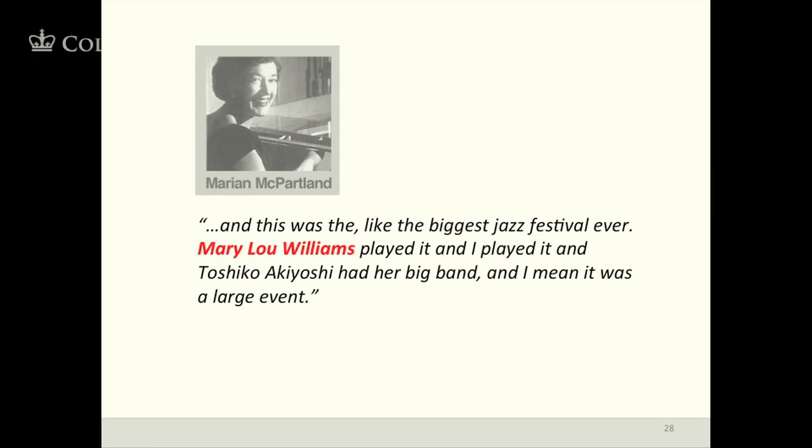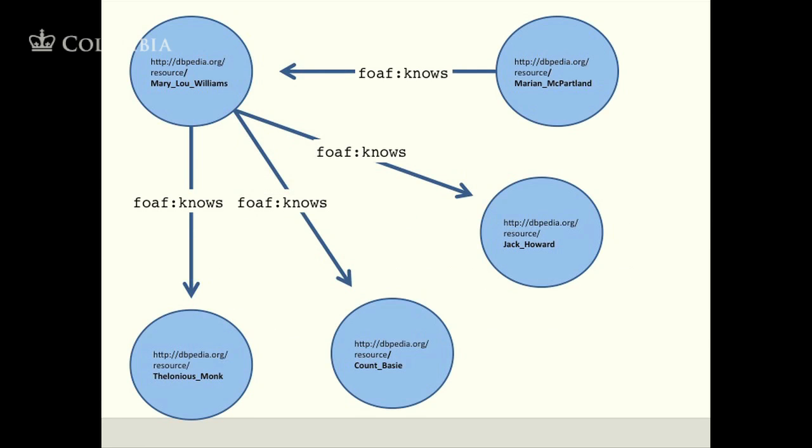We were able to determine who knows whom. You see here we have the FOF relationship, a specific relationship called knows, and we have the various URIs that identify those people.